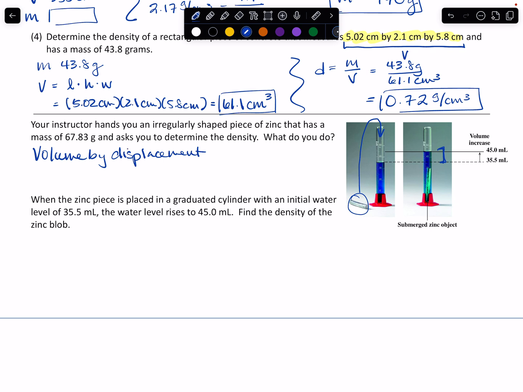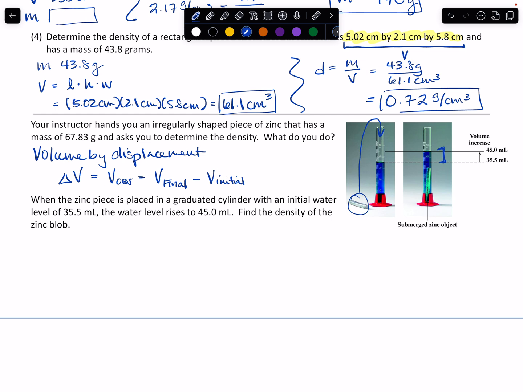We can measure that change in volume of the water, and that is going to equal the volume of the object. So you need a cylinder like this. That change in volume is equal to the volume of your object, which is equal to the final volume reading minus the initial volume reading. So you'll have to read the cylinder before you put the object in and then read it again after the object is in. That difference is going to be the volume of this object.